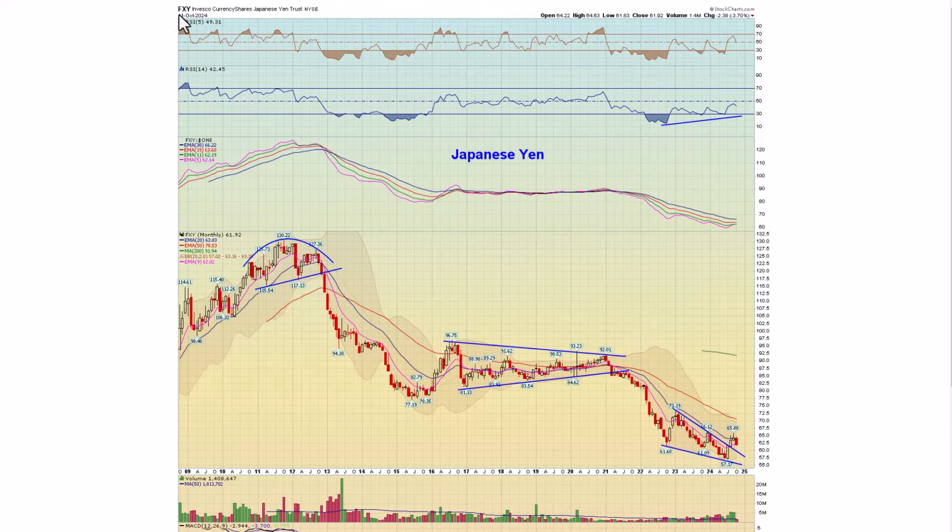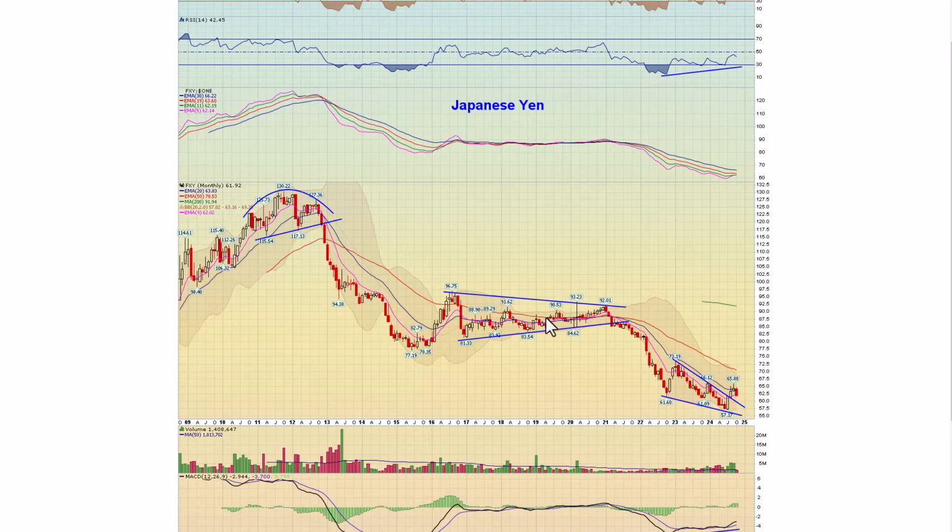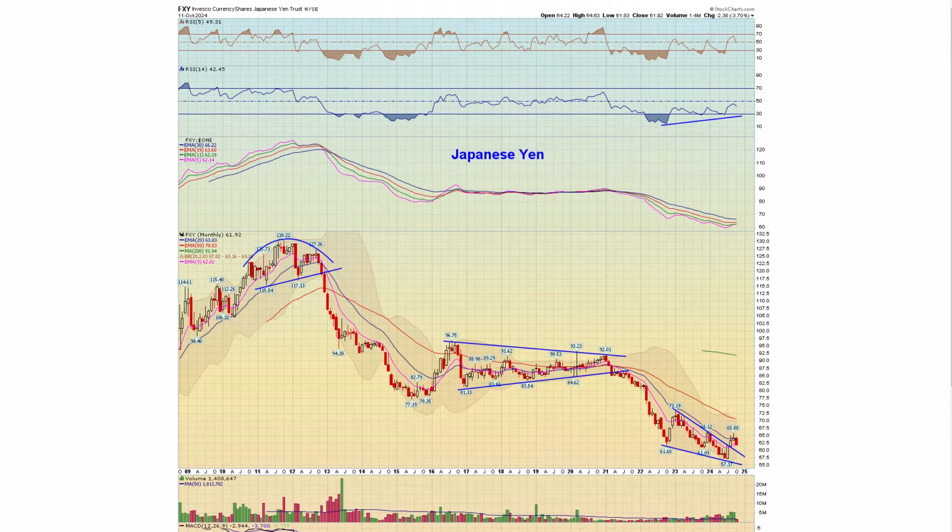And chart 75, FXY, Japanese yen. I haven't showed this for a while. This gave us a great trade out of that wedge for 3 months. It's pulling back now. That said, I think this could form a higher low. So this is on watch again for me for another buy. That would mean the dollar would come down again ultimately as well.